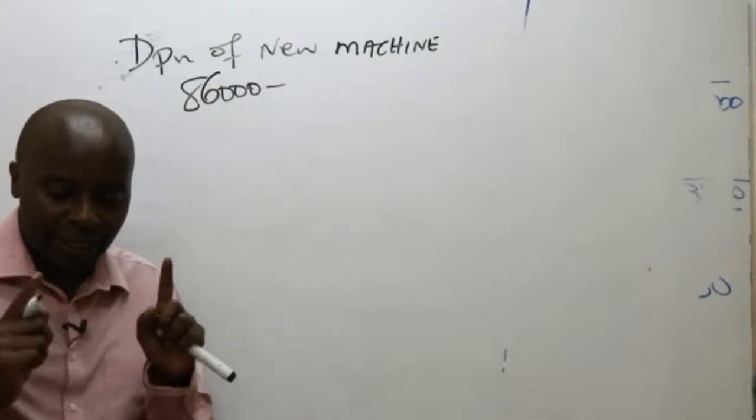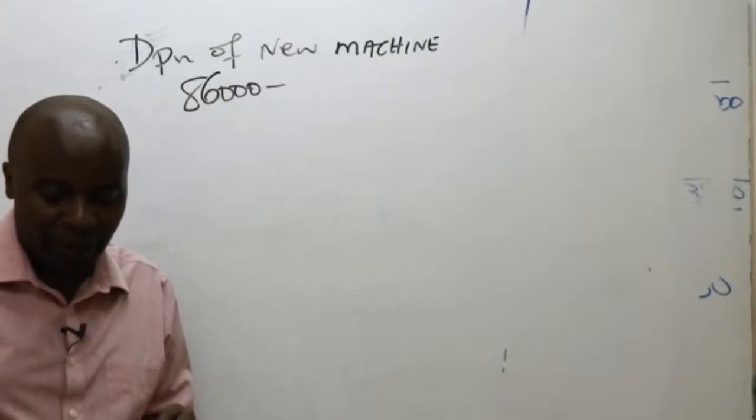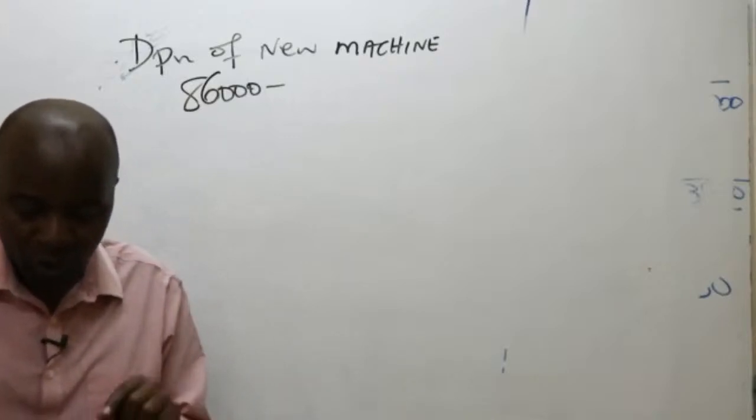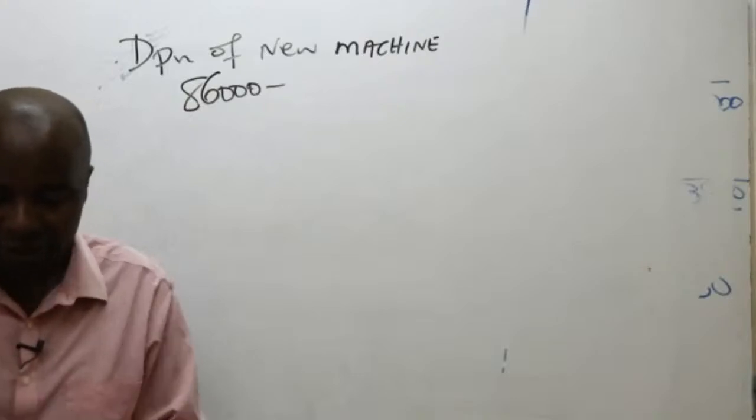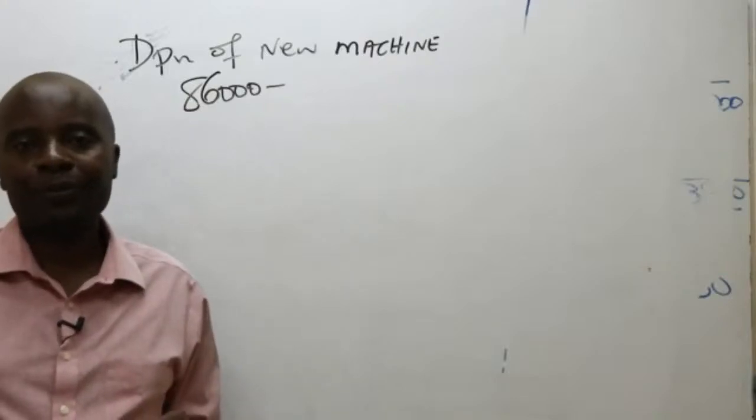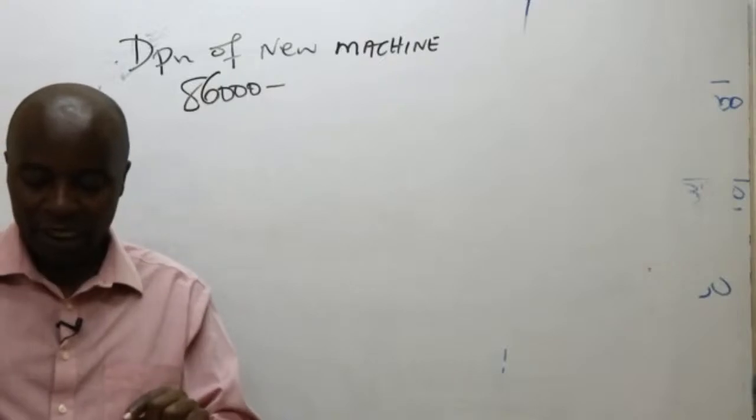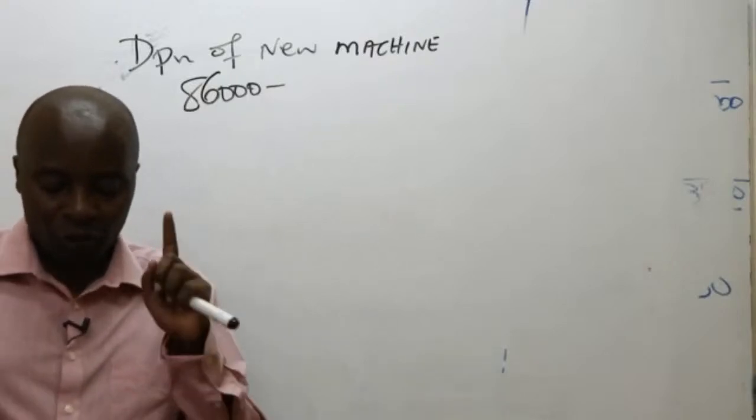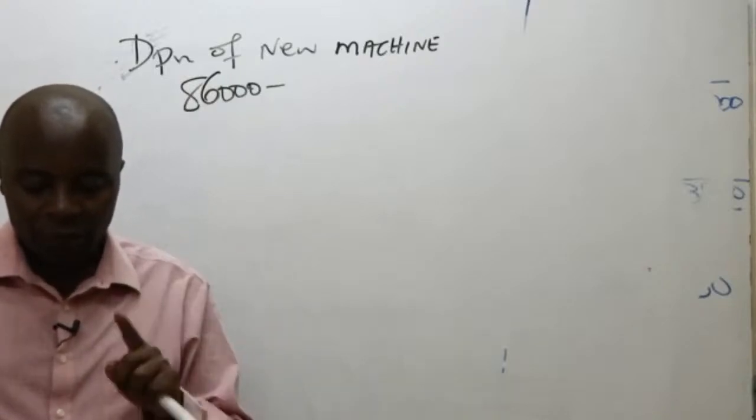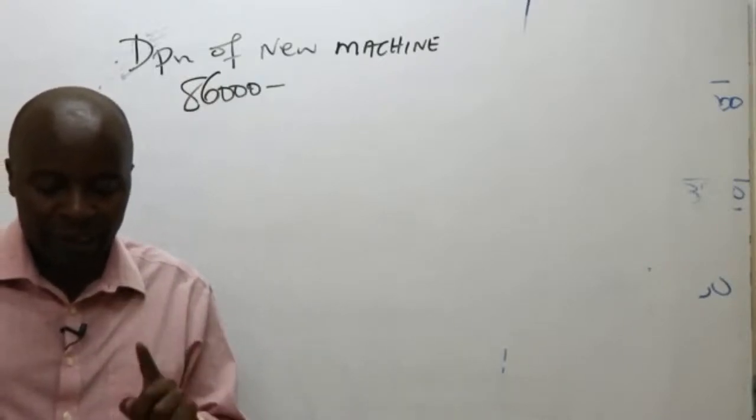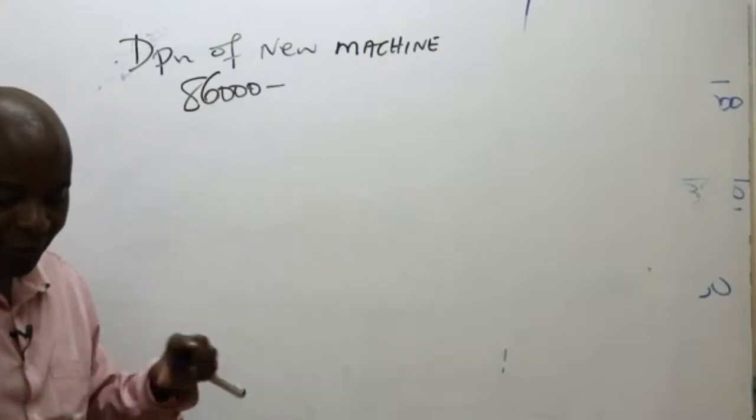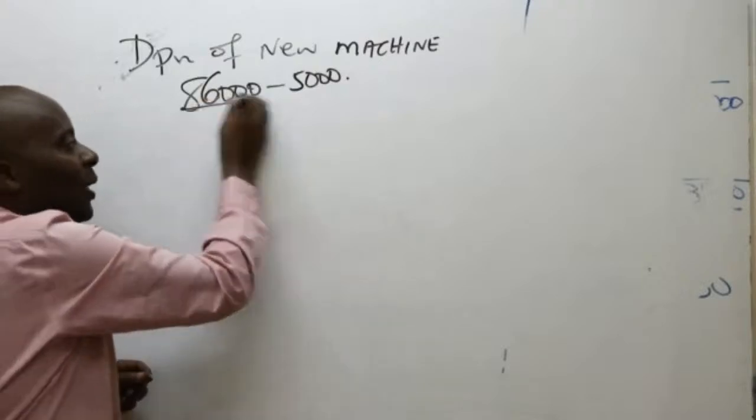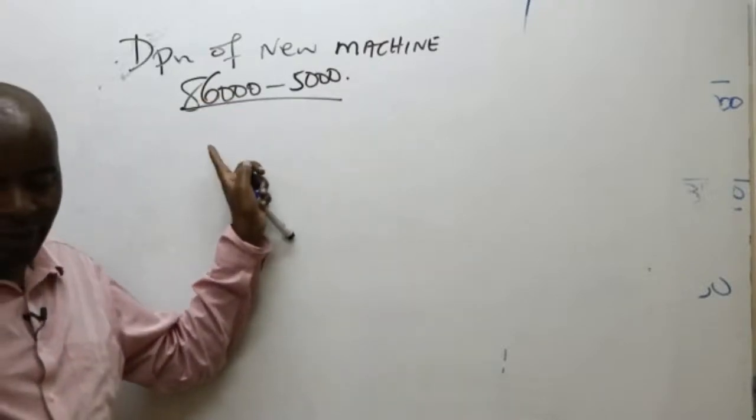86,000 minus, ladies and gentlemen, the terminal value, the scrap value. Who can give me the scrap value of this particular machine? 5,000. Because in paragraph 2, they told us the new machine will cost 80 million with a useful life of 5 years and an expected terminal value of 5 million, but now in terms of thousands, this will be 5,000. Thank you very much. Divided by how many years?